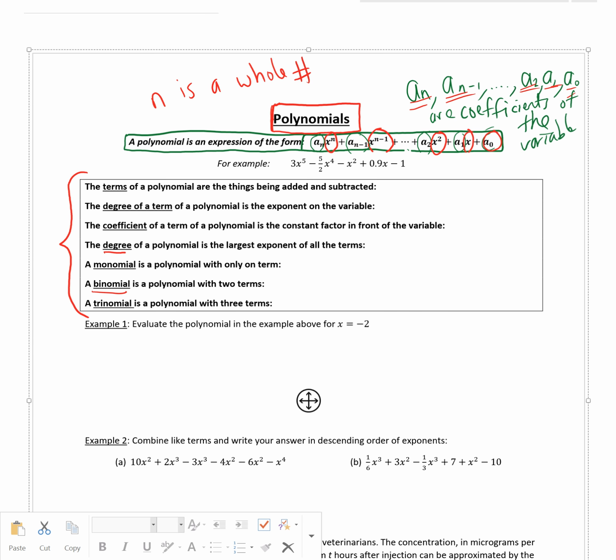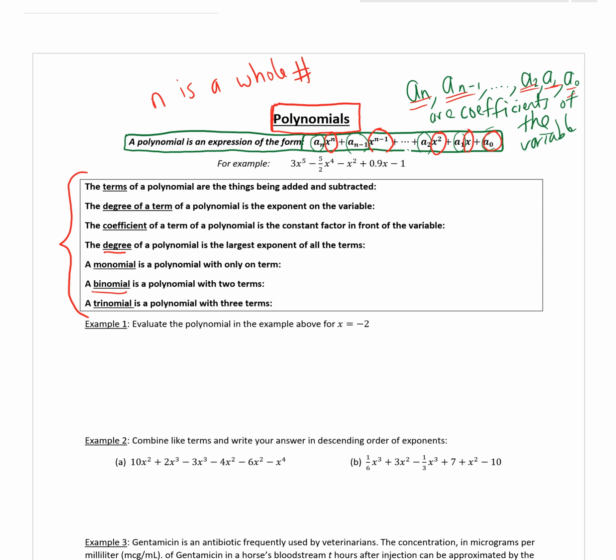So how about we practice. Looking at each of those definitions, let's refer to this example we have here and see if we can figure out what all those definitions are when it comes to this one example, the 3x to the 5th minus 5 halves x to the 4th, etc. For the first definition, we've been saying this word term over and over, so I think we already have an idea of what term is. The terms of a polynomial are the things being added and subtracted.